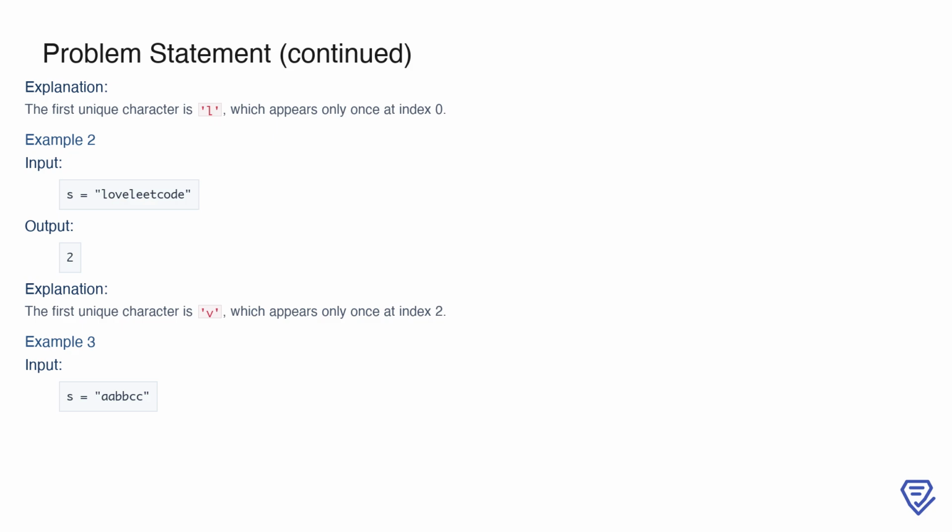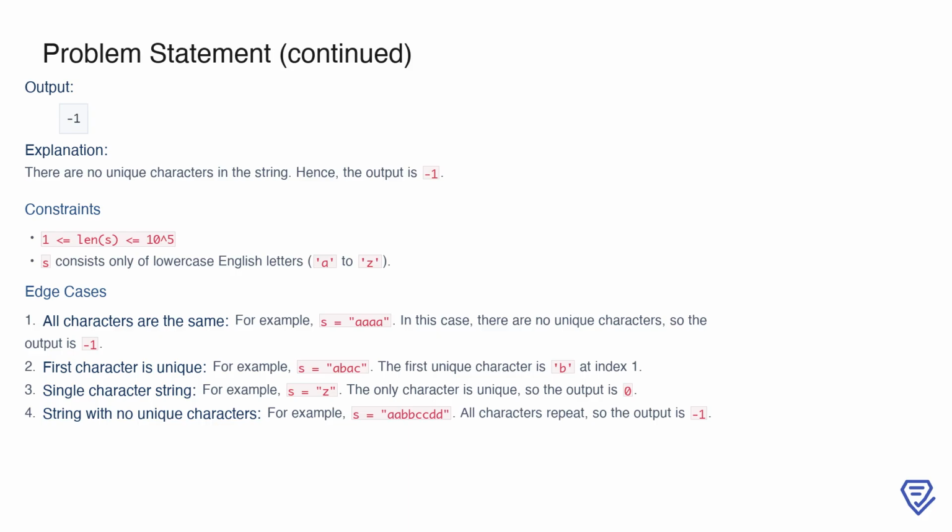Now, in contrast, think about a string like S equals ABAB. In this case, there are no unique characters at all, as every character in the string repeats. Therefore, the output is -1, indicating the absence of any non-repeating characters. Looking at the constraints, the string length can be as large as 100,000 characters, so our solution needs to be efficient. The string only consists of lowercase English letters, meaning characters range from a to z.